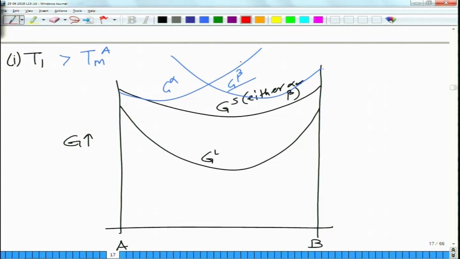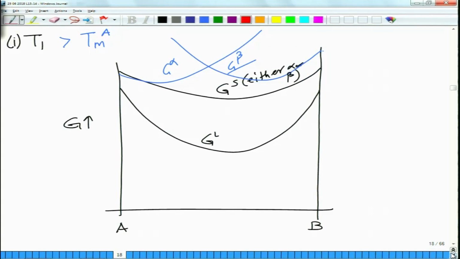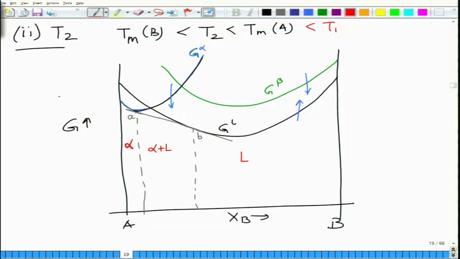So what we are going to draw is G alpha and G beta, and both are going to be above the liquid phase. In this regime the liquid will be the most stable phase as far as T1 is concerned. At T2, which is an intermediate temperature between the melting point of A and the melting point of B, it is of course lower than T1, but it is also lower than Tm of A. I have not drawn the free energy composition plot for T equal to Tm of A, which is similar to what we drew in the last example. So T2 is between the melting points of A and B.